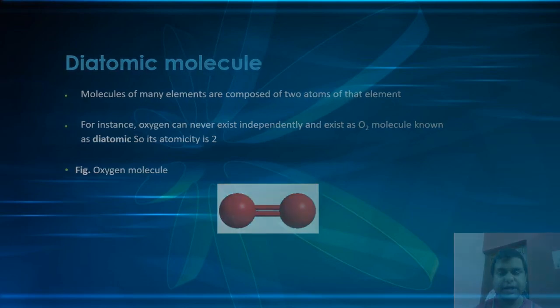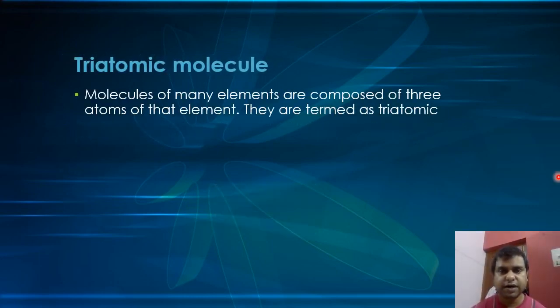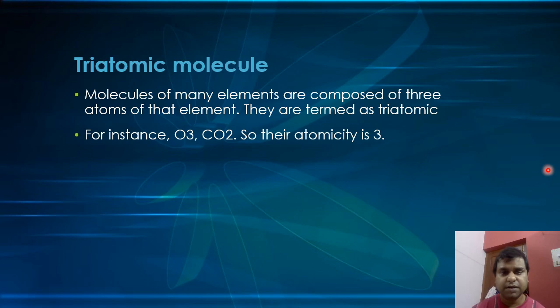Triatomic molecule. What is a triatomic molecule? Tri means 3, so a 3 atom molecule, composed of 3 atoms of that particular element. An example of this would be O3. I had just said that oxygen doesn't exist by itself, but always in association with another oxygen atom to form a diatomic molecule. But in some instances it also forms an O3 molecule, and an O3 molecule is actually ozone gas, which is present in the upper reaches of the atmosphere.